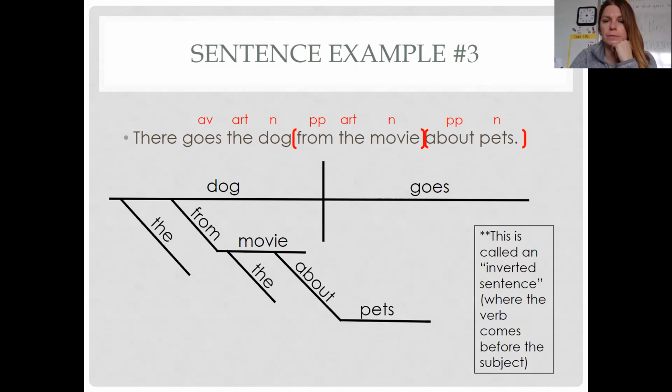Here's the important part. This is called an inverted sentence, where the verb comes before the subject. This does not happen that much in real life. It happens more in your grammar book. And so you're not going to need to understand it as much in real life, but you are going to need to identify it in your workbook, okay? That's it for the notes for today.